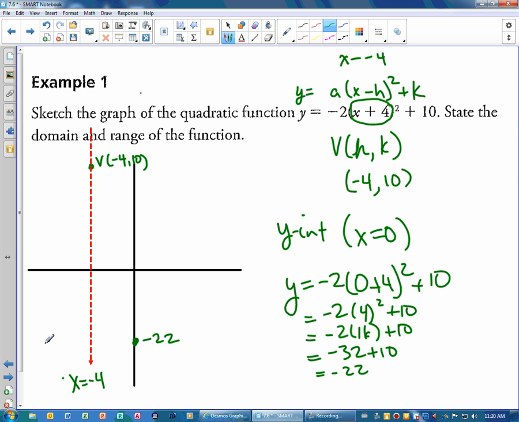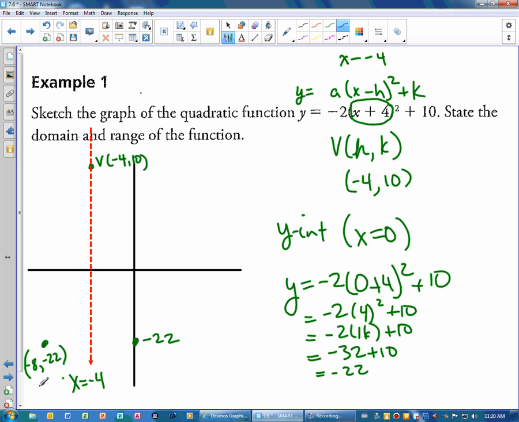That means I've got another ordered pair here that's also at negative 22, because remember that parabolas are perfectly symmetrical. Do you know what the x part of this is over here? Took 4 spaces to get there, took 4 more to get over. So you have another ordered pair at negative 8 and negative 22.